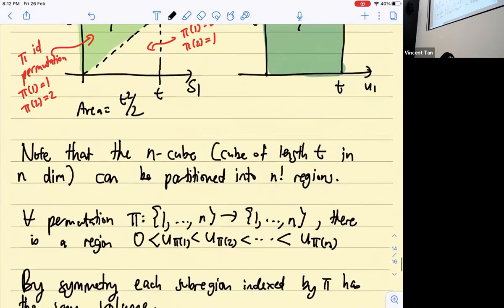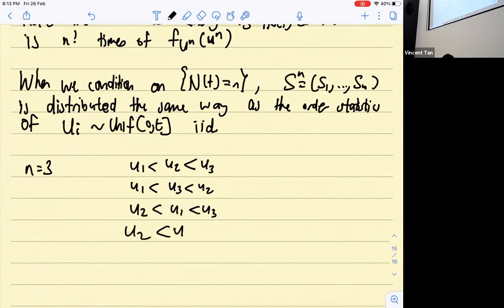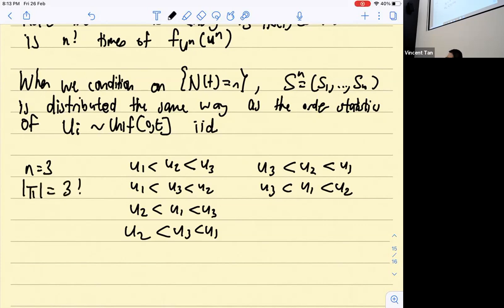All right. So in the case where n is equal to 3, what are our permutations? All right. You can have U. This is the identity permutation. I think it's better to write U1, U2, U3. Of course, U1 less than U3 less than U2. And then U2 less than U1 less than U3, U2 less than U3 less than U1, and U3 less than U2 less than U1, U3 less than U1 less than U2. So you have the size of the permutation. Okay, I'm making up notation as I go. It's 3 factorial, right?